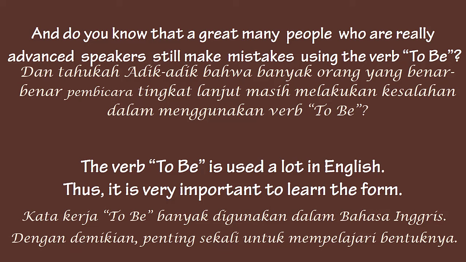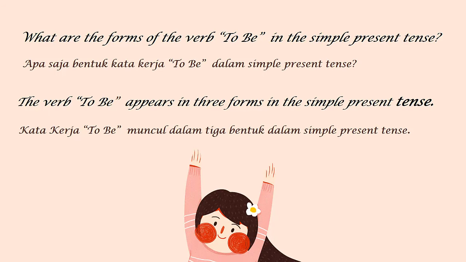The verb to be is used a lot in English. Thus, it is very important to learn the form. Kata kerja to be adik-adik banyak digunakan dalam bahasa Inggris. Dengan demikian, penting sekali untuk mempelajari bentuknya. What are the forms of the verb to be in the simple present tense, adik-adik? Apa saja bentuk kata kerja to be dalam present tense, adik-adik?